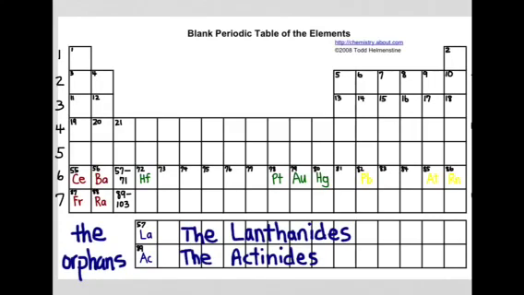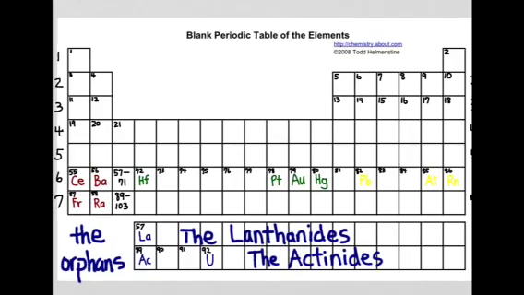Before we end this video, however, there's one element among the actinides that you are probably familiar with. That is element 92, which is uranium. Uranium was, of course, used in the atomic bomb that was detonated over Hiroshima. All the elements with a number higher than 92 have been artificially produced.